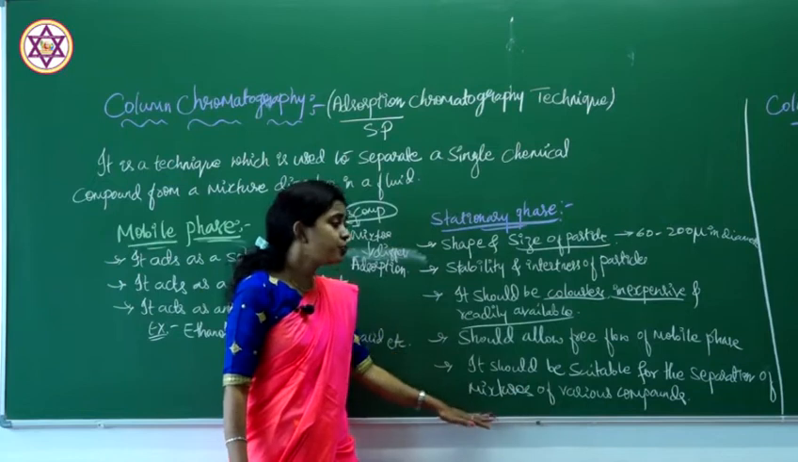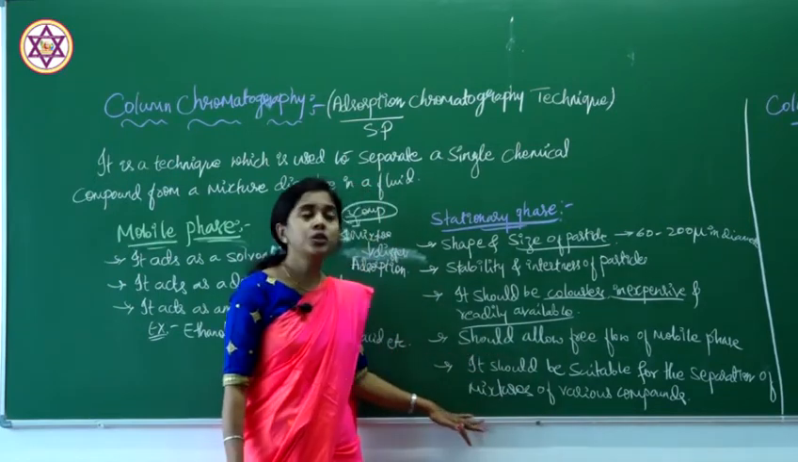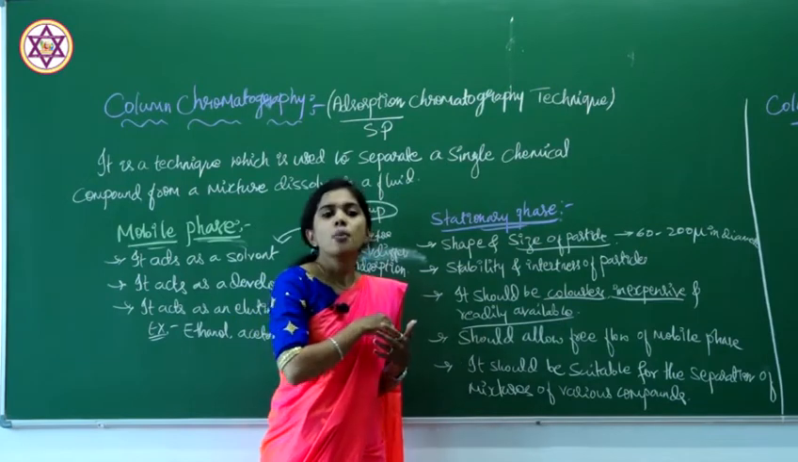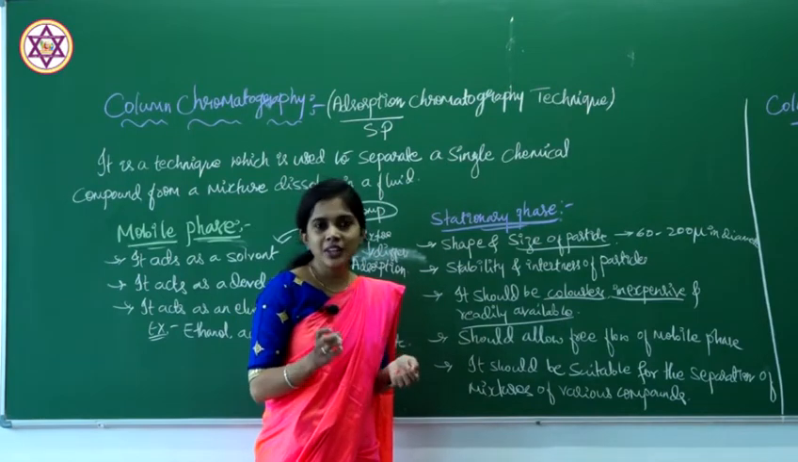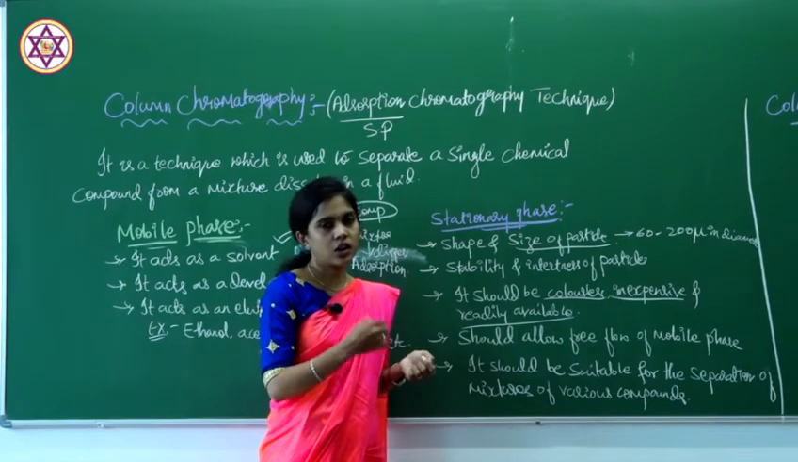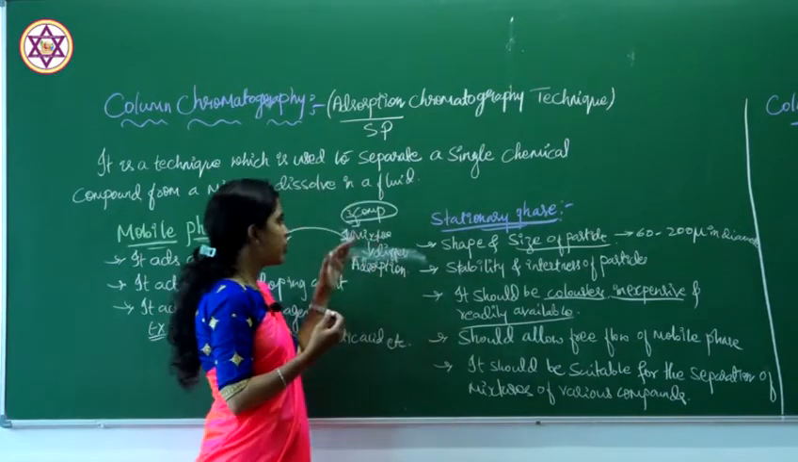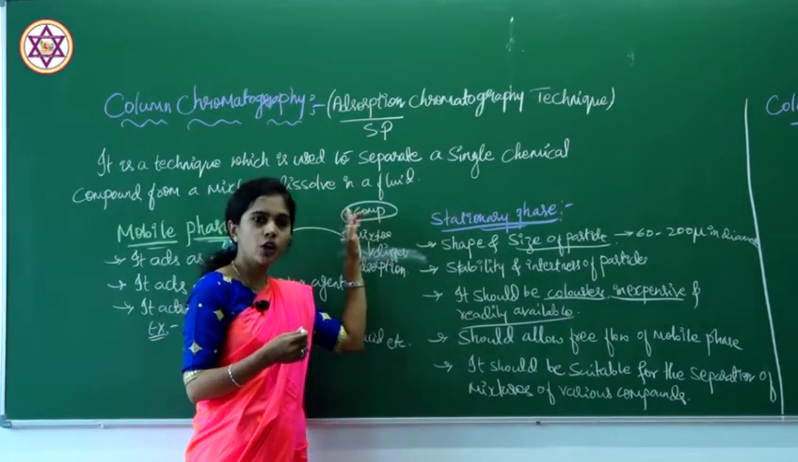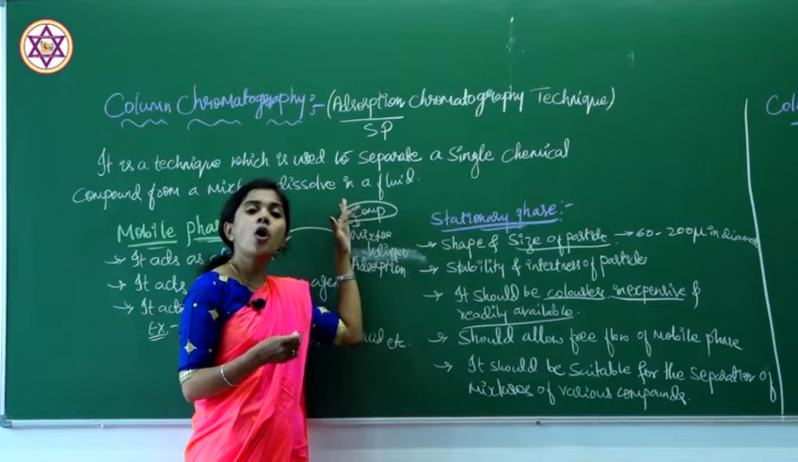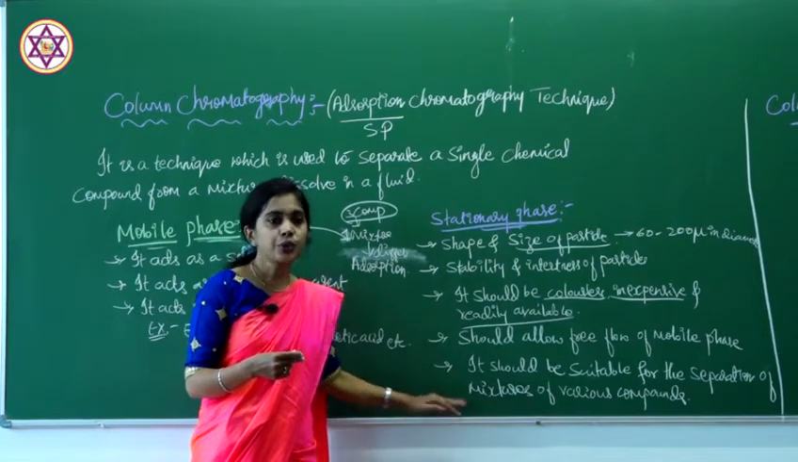Next, the stationary phase should be suitable for the separation of many compounds. It should not be that only one compound separates with this technique. For example, if one mixture has 3 compounds, it should separate all 3 compounds. We have to take that kind of suitable compound.